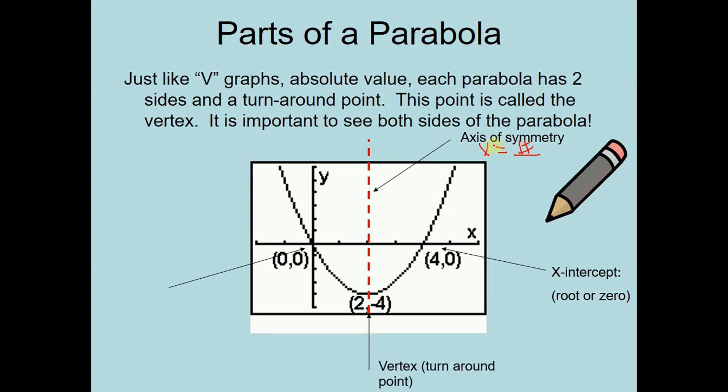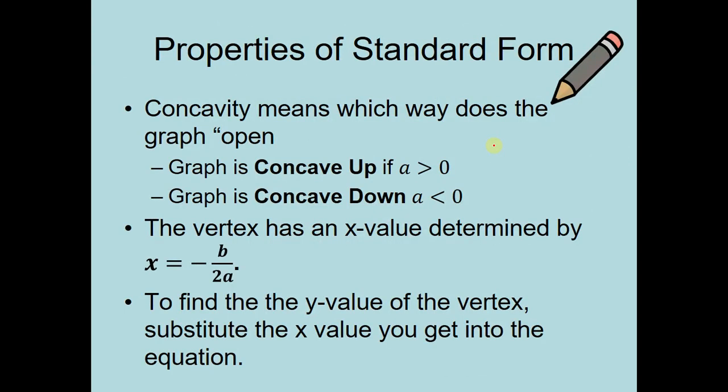Then I also have your vertex, AKA your turnaround point. What we mean by turnaround is that's where I stop increasing and start decreasing, or vice versa. And then you also have another x-intercept, and the y-intercept would also be over there. So being able to identify some of the parts of the parabola is the focus of today. Some properties of standard form.